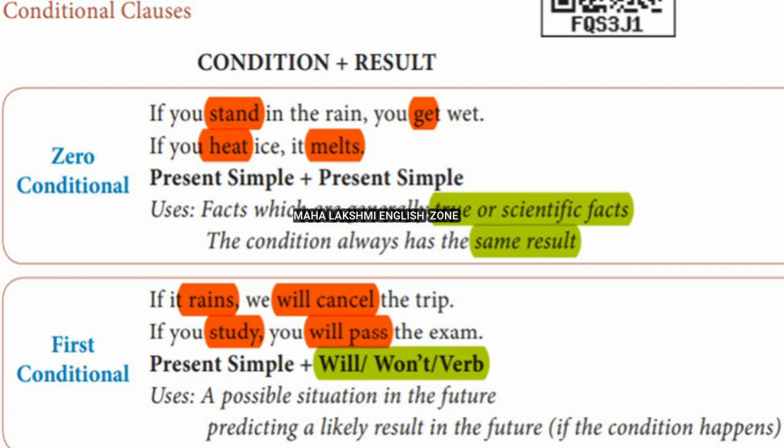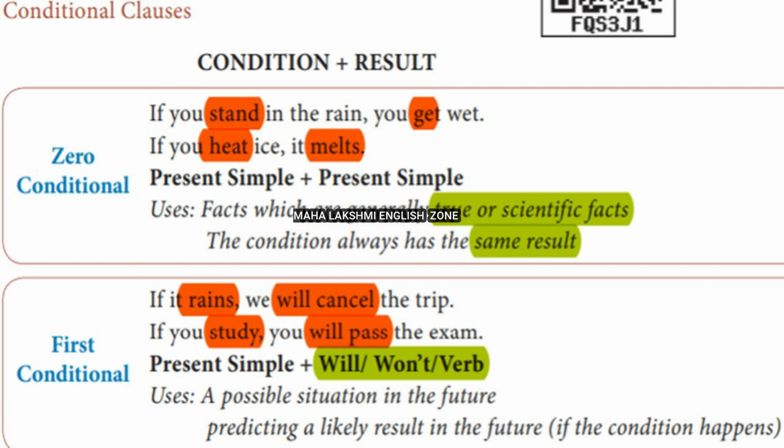The if clause verb will be in simple present, and the main clause verb will also be in simple present in zero conditional. We use zero conditional for facts which are generally true or scientific facts. Scientific facts will always be in zero conditional, and the result for the condition will always be the same, it will never change. For example, if you stand in the rain, you get wet. So it is true now, whenever we stand in the rain, we get wet only. So it is the same result, or a scientific fact.